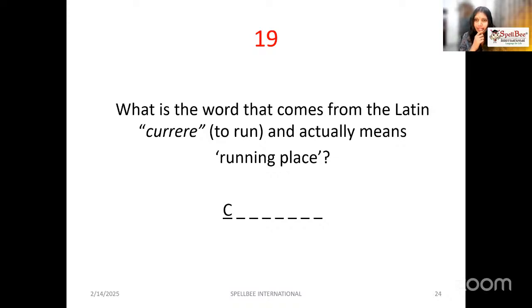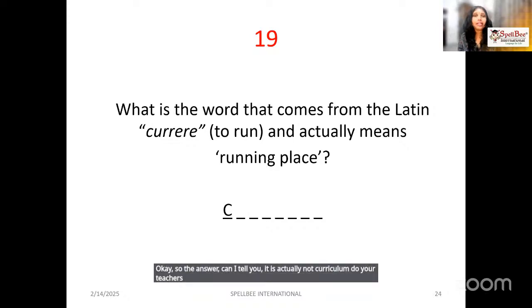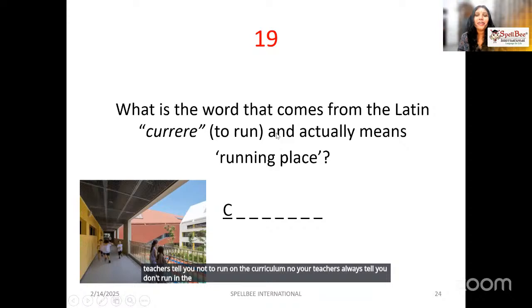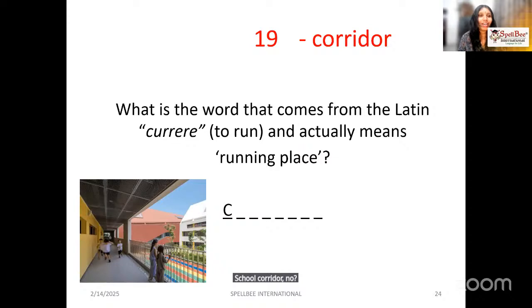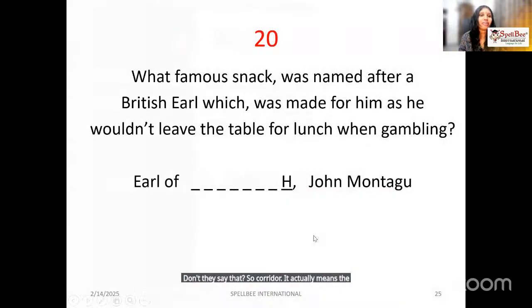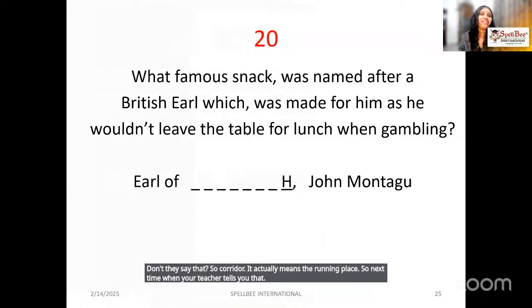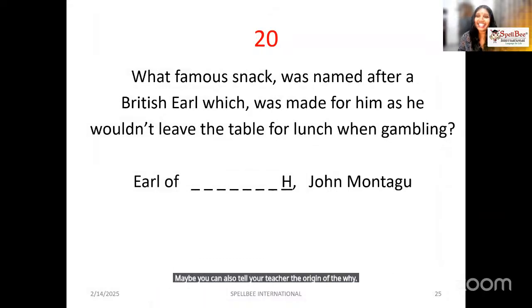Okay. So the answer, can I tell you? It is actually not curriculum. Do your teachers tell you not to run on the curriculum? No, your teachers always tell you, don't run in the what? School corridor. No? Walk. Walk in a line too in some schools. Don't they say that? So corridor actually means the running place. So next time when your teacher tells you that, maybe you can also tell your teacher the origin of the word. Right. Good job, Sachi, Priscilla, Serious Red. Now you know.